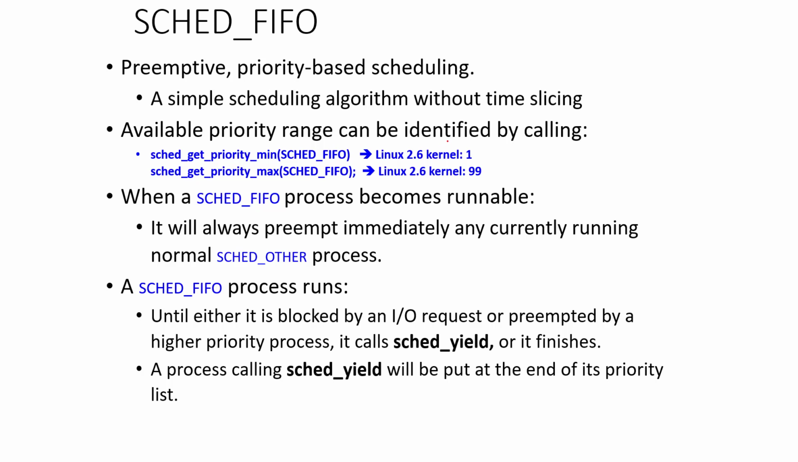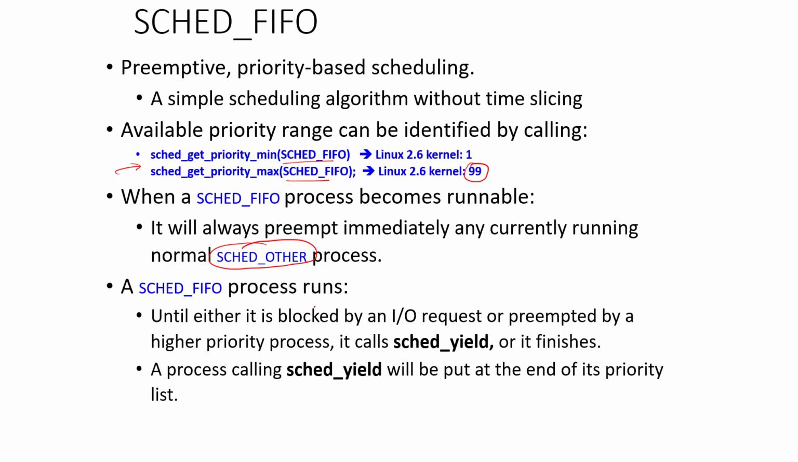So the available priority range can be identified with priority min and priority max, as you can see, for SCHED_FIFO on Linux. Linux supports these POSIX calls of sched_get_priority_min and max. For the real-time calls, as we have seen, 1 is the lowest and 99 is the highest. Whenever a SCHED_FIFO process becomes runnable, it will always preempt a SCHED_OTHER process. By definition, it cannot preempt another SCHED_FIFO process.